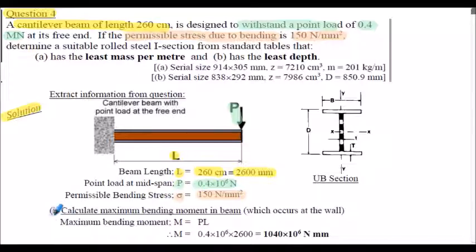So the first thing we'll do is calculate the maximum bending moment in the beam, and that of course occurs at the wall over here, at this end here. From our previous work, the maximum bending moment in a cantilever beam is P times L. So in this case, inserting the values, that's 1040 times 10 to the 6 Newton millimeters.